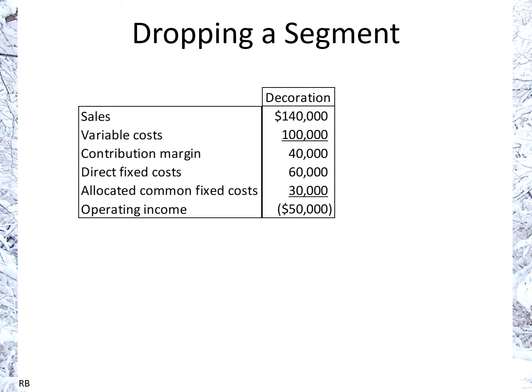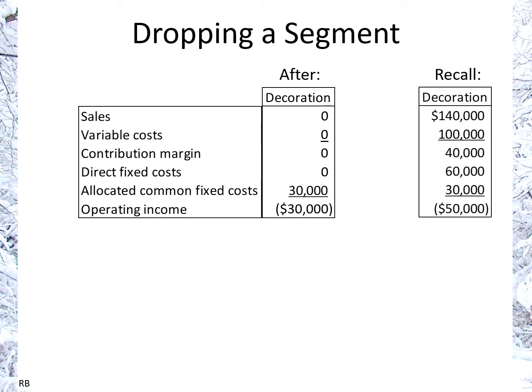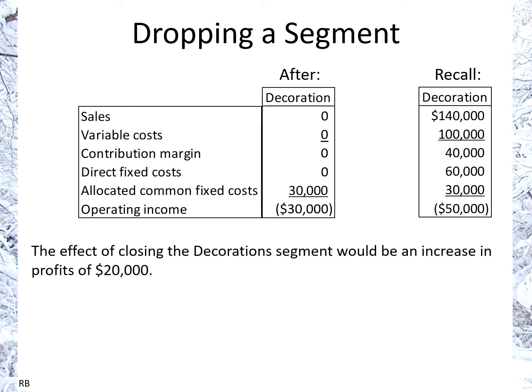So let's focus on the decoration segment. Let's see what this would look like after. We're right now at minus 50,000, but if we stop business here, that means the sales, and of course the variable costs, will go down to zero, which means the contribution margin is also zero. Now, as they say, the direct fixed costs are associated and can be completely saved in this scenario, so that goes down to zero. This leaves us with an operating income of minus 30,000. If you recall, we were at minus 50,000, now we're down to minus 30,000. So the effect of closing the decoration segment would be an increase in profits of 20,000.